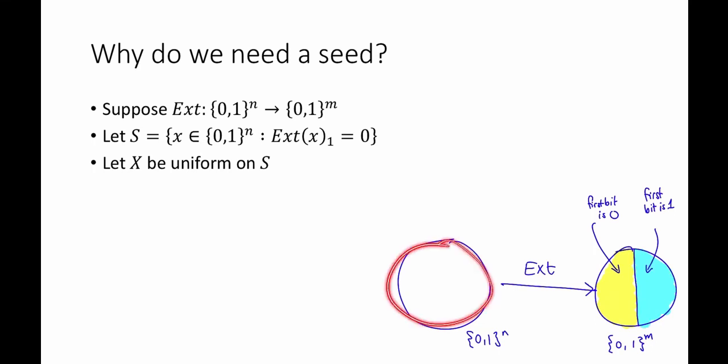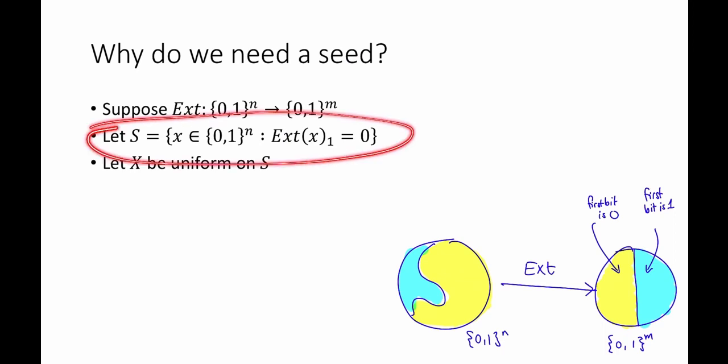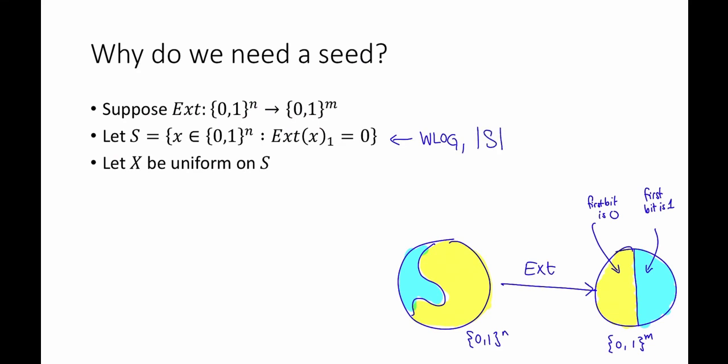Now if I go back and look at the preimage, because Ext is a function, I can similarly divide up the preimage in some way. It might not be half and half, but there's some division. Let's say it looks like that. And let's say, without loss of generality, that the preimage of the yellow set is larger than the preimage of the blue set. That is, if I let S be the preimage of the yellow set, so this is all the points x that map to some bit string whose first bit is 0, let's assume, without loss of generality, that the size of S is greater than or equal to 2^n divided by 2, also known as 2^(n-1).